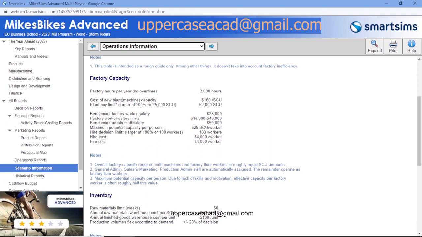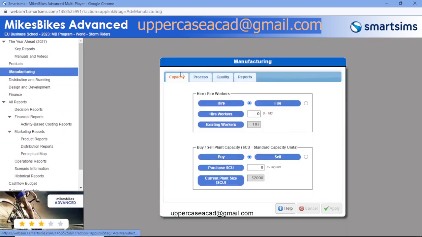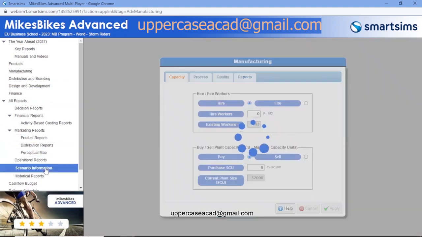So let's go back to our manufacturing. So here we'll start with the capacity. Under the capacity, we have the number of employees, because you see that we can either increase or reduce the number of workforce in each year or in each round. So you can also check if we go back to our responsiveness or scenario. So let me check.